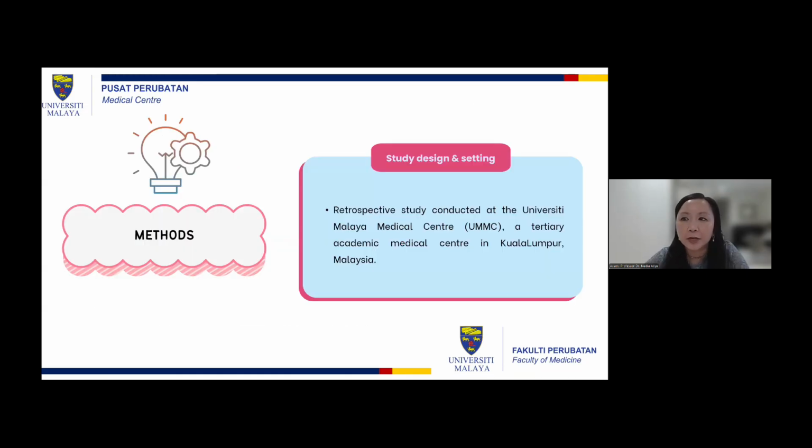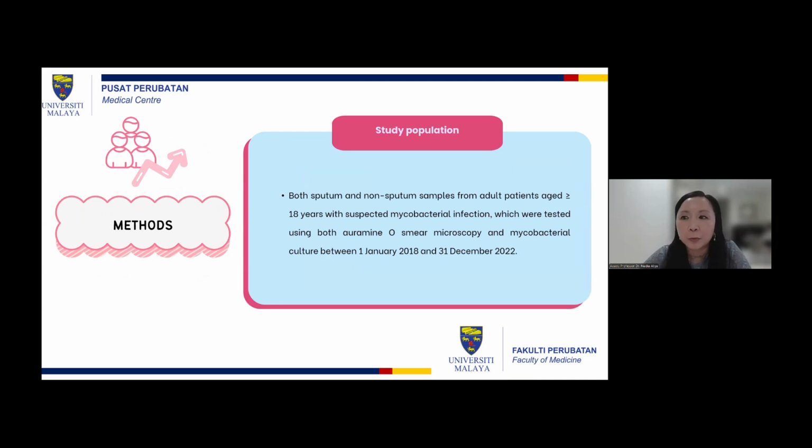This was a retrospective study conducted at the University Malaya Medical Center. We included both sputum and non-sputum samples from adult patients aged 18 and above with suspected mycobacterial infection, so either suspected TB or NTM disease. All the samples were tested using both Auramine O smear microscopy, which is the index test, and mycobacterial culture as the reference standard test. We analyzed all samples tested between 1st January 2018 and 31st December 2022, so this was a 5-year retrospective analysis.